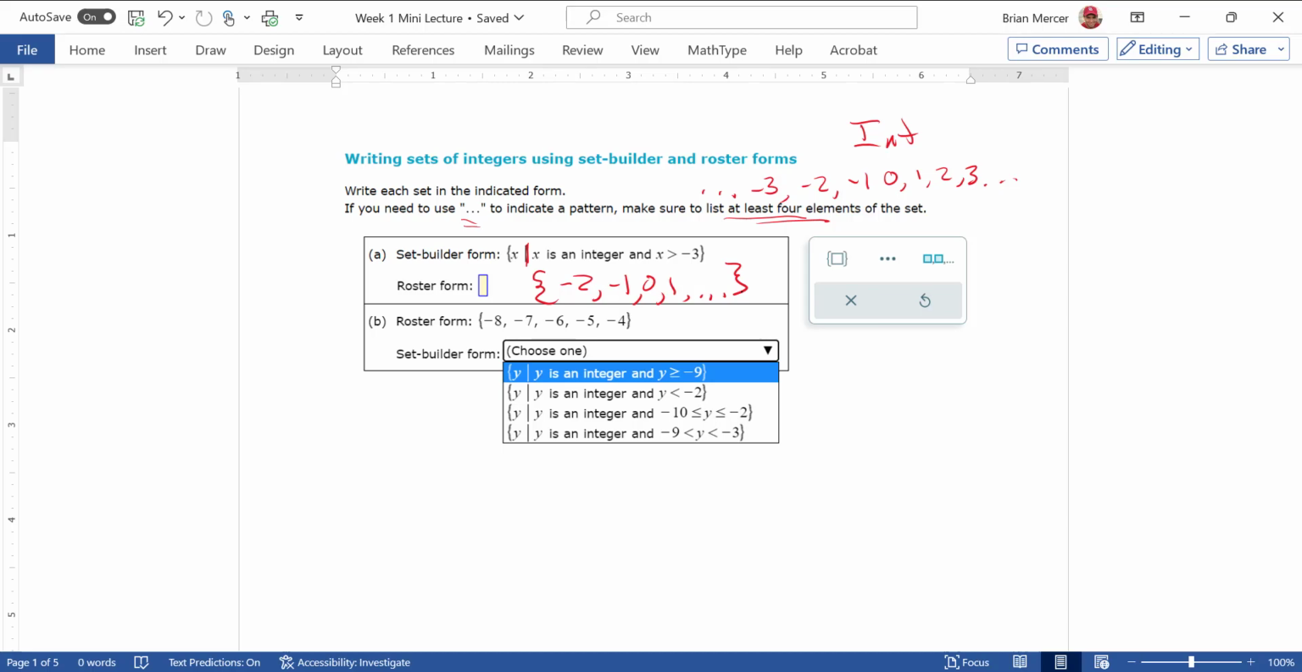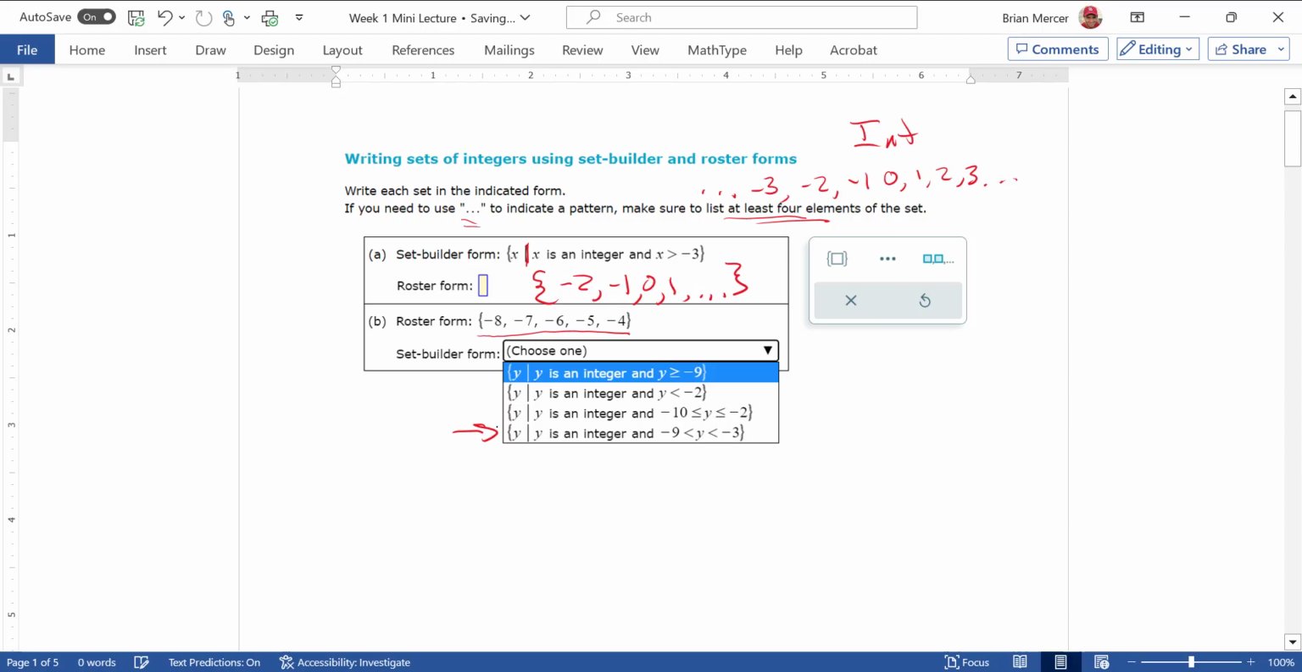This next one, you're given the roster form and you're asked to write the set builder form, but it gives you a drop down, a multiple choice. The roster form here is -8, -7, -6, -5, and -4, and that's it. No dot, dot, dot, so that means it doesn't continue. And we have to look at it and say, well, it's definitely not greater than or equal to -9. It's not just less than -2. It's not between -10 and -2. And then that last one, -9 less than y less than -3, so that means greater than -9 and less than -3. So it actually turns out to be that one.